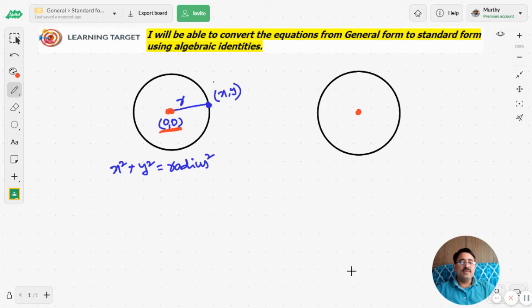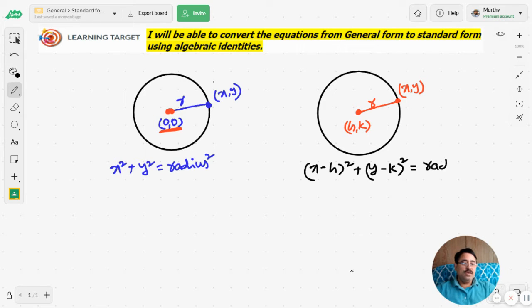Suppose if the center of the circle is not the origin, say let me take as 2 points h and k, and a point is marked on the circle, this is the radius. Then here the equation is x minus h square plus y minus k whole square equals to radius square. Okay. Now let's quickly jump to the topic for the day.